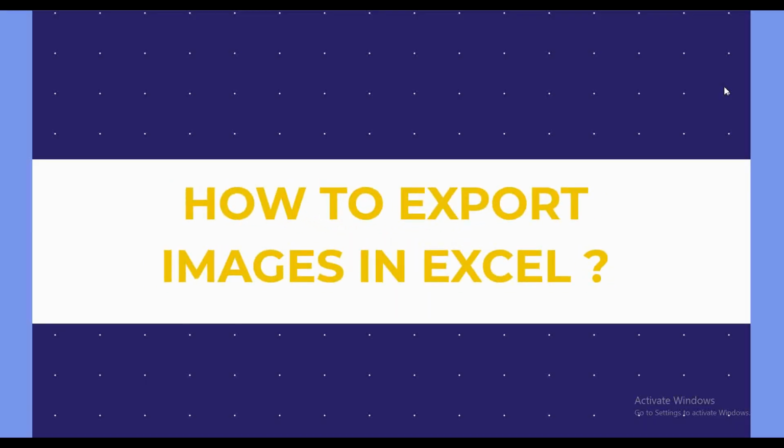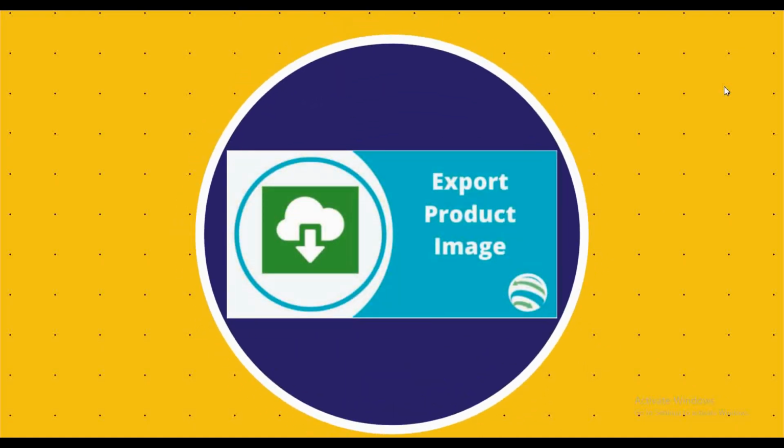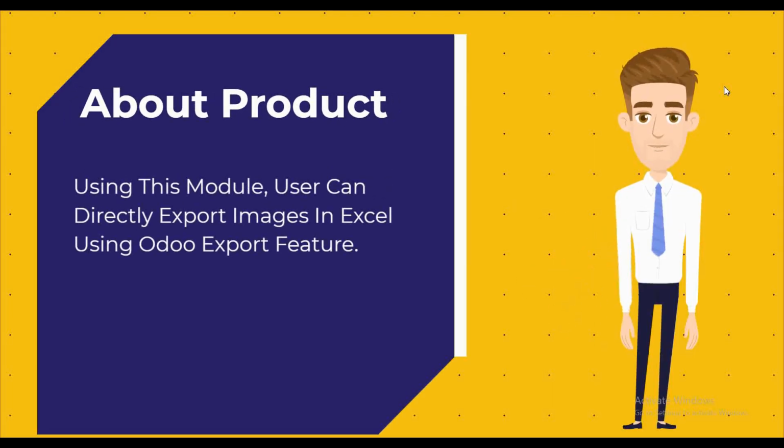So today we are going to understand how to export images in Excel. For that, Evozard has its own application known as Export Product Images. Once we download this application from the Odoo App Store, we are going to use this product. Using this module, the user can directly export images in Excel using the Odoo export feature.